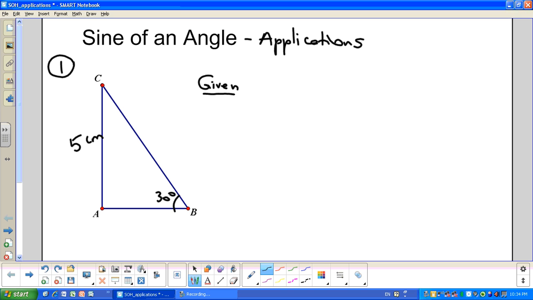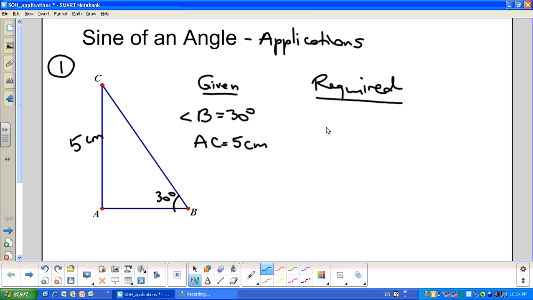So given, you know how we organize ourselves. Angle B, measure of angle B is 30 degrees, and side AC, as I said, is 5 centimeters. What is required from you is, I wanted to find BC. How do I find side BC, which is this one on my diagram? I don't know how much it is. Okay, so solution. What do I do?